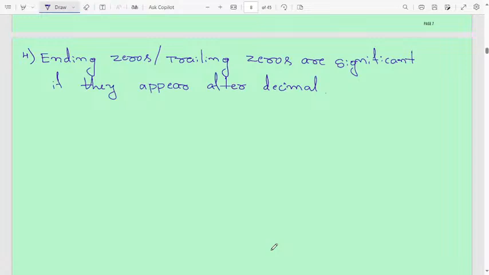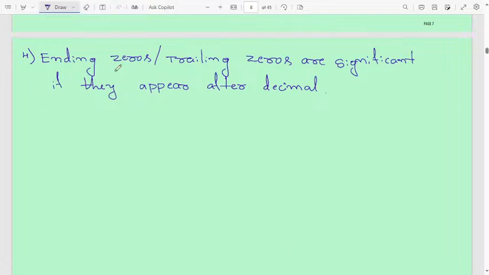Today I will explain only the rules and solve a few significant figures questions. Don't worry, I will solve more questions, then you will not get confused, and you will remember all the rules also.